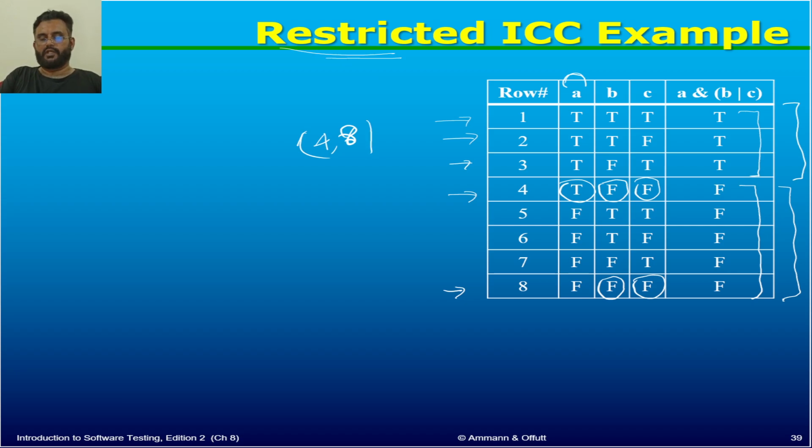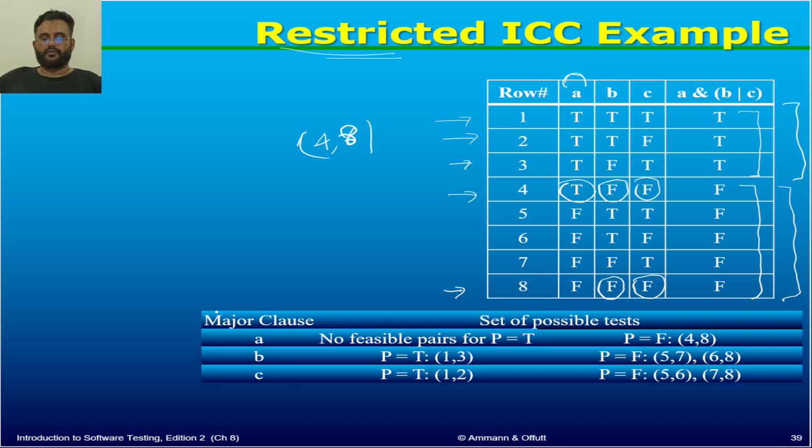In the same way we can work out the other possibilities. Here you can see that in the case of A, there are no feasible pairs when the predicate is true, that is, A does not change values from true to false when the predicate value is true. When the predicate is false, A's value changes from true to false in rows 4 and 8 only, with the minor clause values fixed as false.